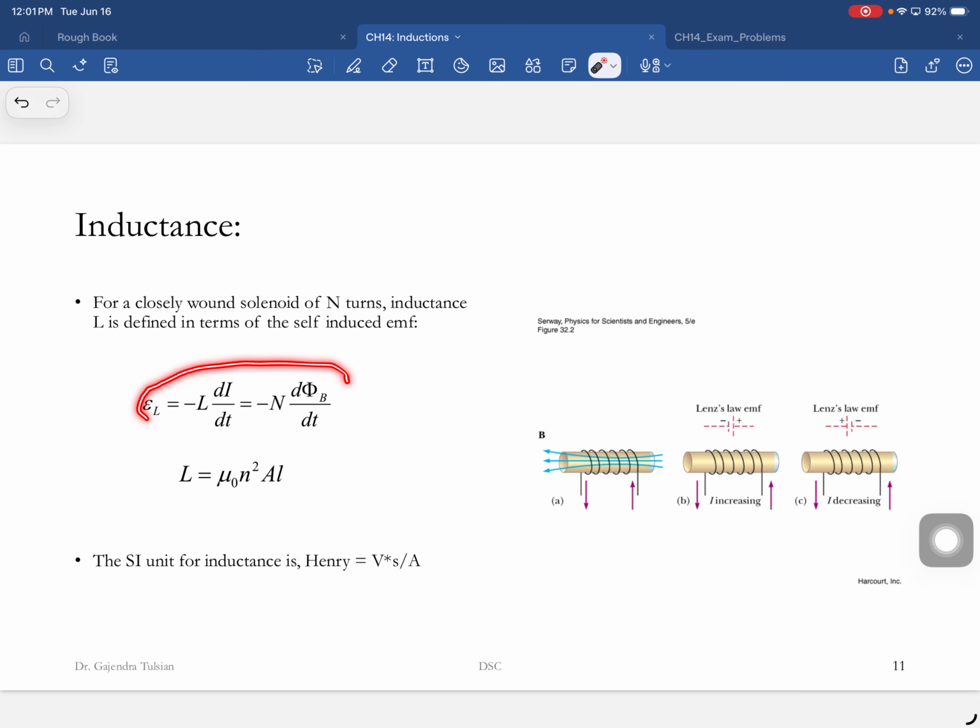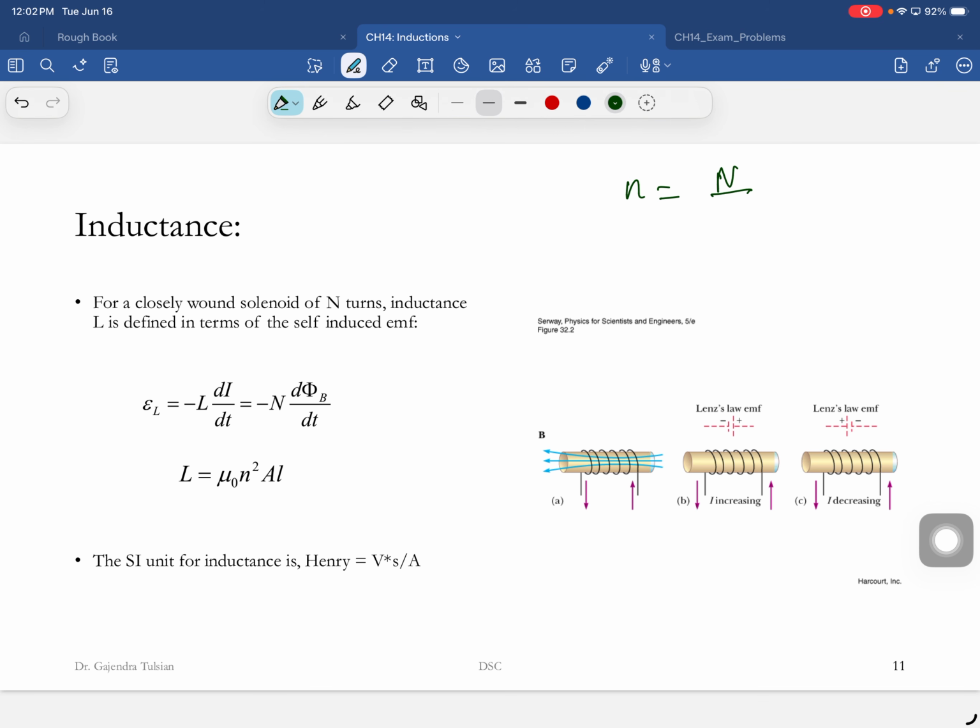So in the exam formula sheet, I have put this formula, but we won't be using it much. The self-inductance is given by mu naught n squared A L, where little n is the number of turns per unit length, N is the total number of turns, L is the length of the solenoid, and A is the area of cross-section of the solenoid.